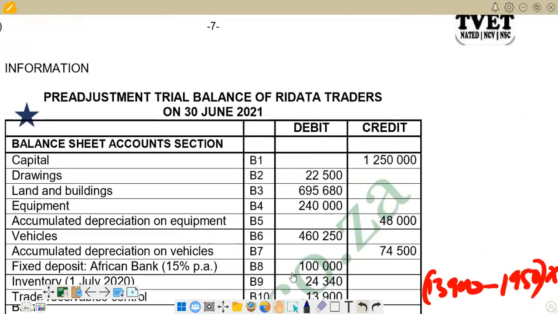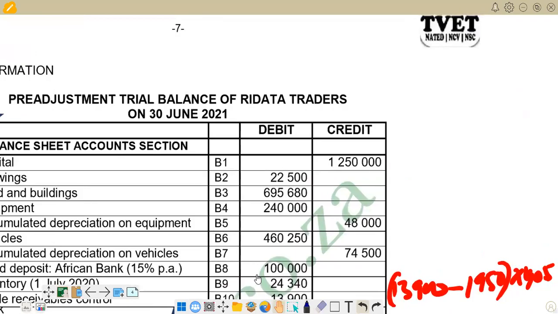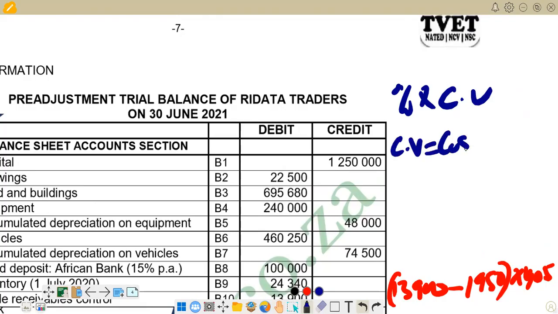So you'd find that the formula that we use for the diminishing balance, we say percentage times the carrying value to get the depreciation amount. Then the carrying value, we would just find it by saying cost minus accumulated depreciation. So that's what we are going to do here.